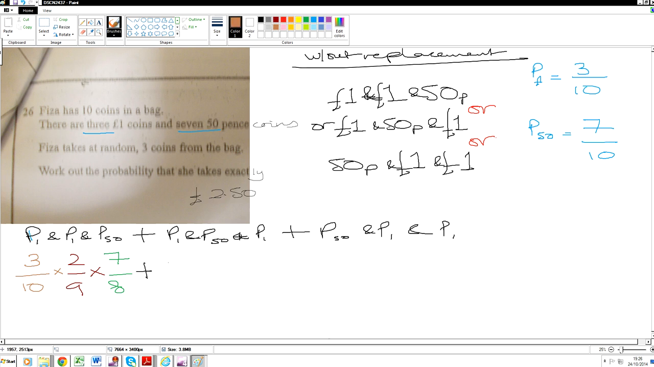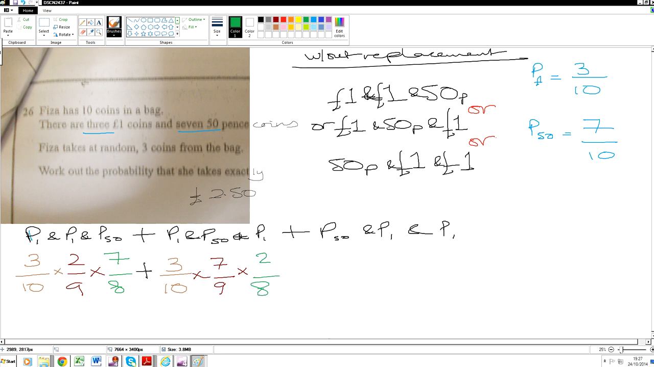Okay, what's the probability of the first pound again on the next one? So we're restarting. Because it's the first event, it's always there. 3 out of 10. And what's the probability of my first 50p? 7 out of 9. And what's the probability of my second pound now? 2 out of 8.